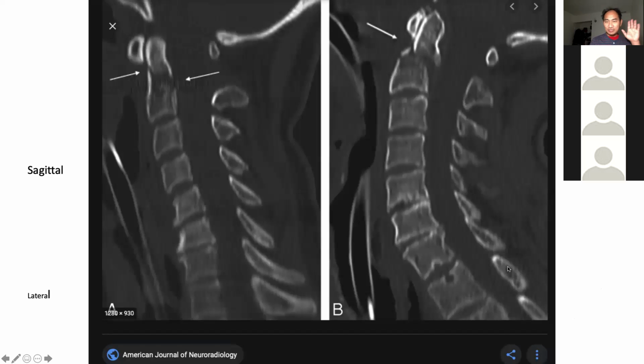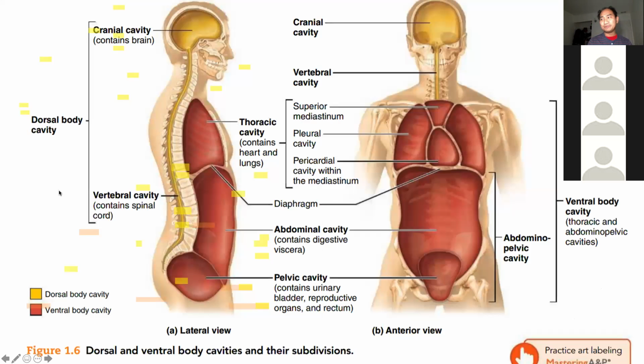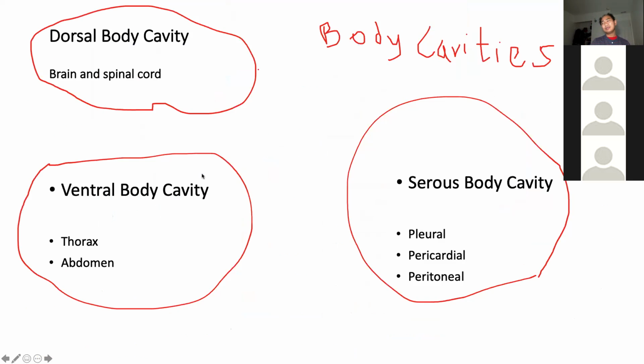Sagittal plane, if it is going multiple section from one side to other side. If it is only one view, then we call it lateral view, but this is the sagittal view. Body cavities, dorsal and ventral. I'm not going to repeat that.